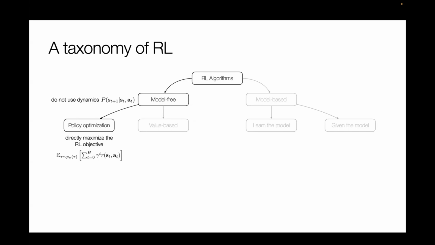How are we doing with time? Okay. Any questions? Because this is the last slide for this set. Yes.